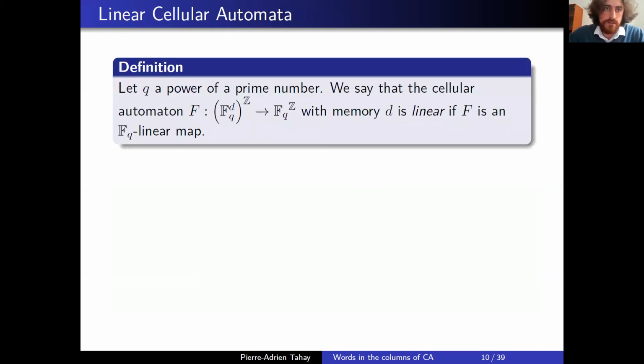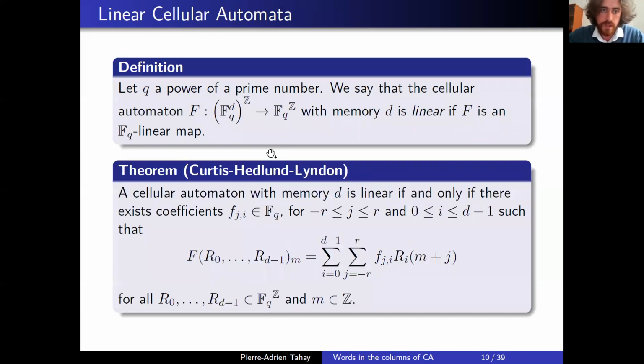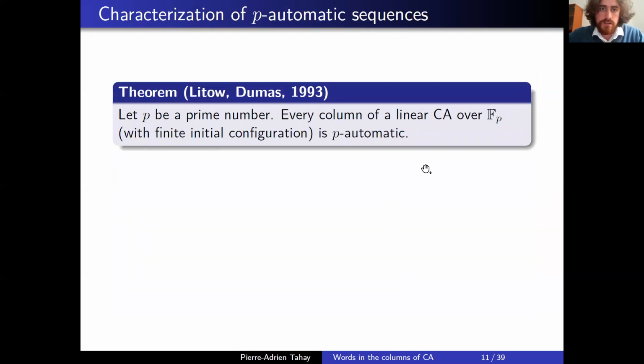Now I define linear cellular automata. When the alphabet is the finite field F2, we say that a cellular automaton on this kind of alphabet is linear if the map F is an F2-linear map. By the theorem of Curtis, Hedlund, Lyndon, it just means that a cellular automaton with memory D is linear if you can define the rule by a sum of linear coefficients in the finite field. And relatively, all results due to Litow and Dumas say that every column of a linear CA over Fp is p-automatic.